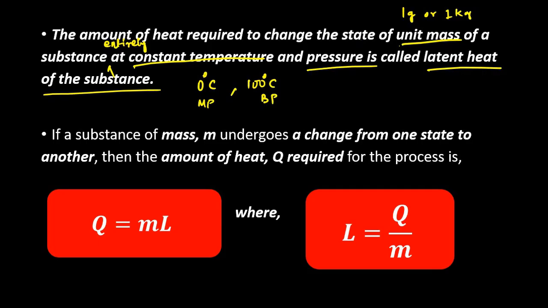So here, if a substance of mass m undergoes a change of state from one to another, whether it is solid to liquid or liquid to vapor, the amount of heat required for the process is Q = mL, where m is the mass of the substance and L is the latent heat. And this is hidden heat, which is not exhibited through a rise in temperature.